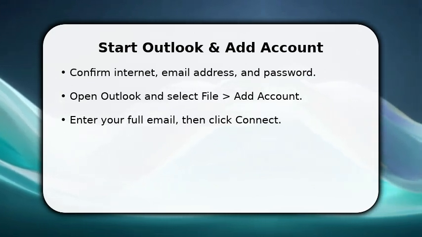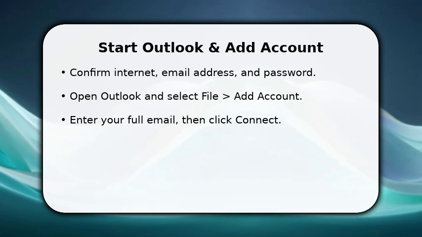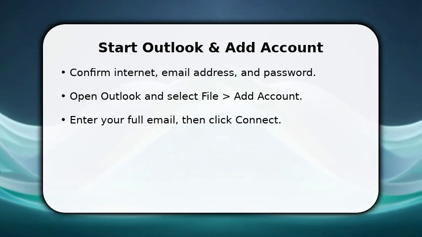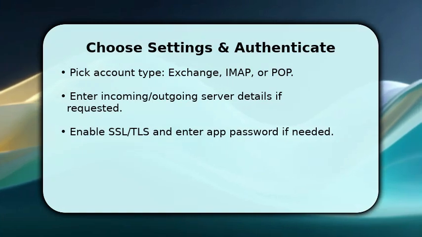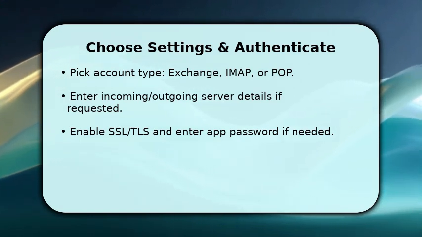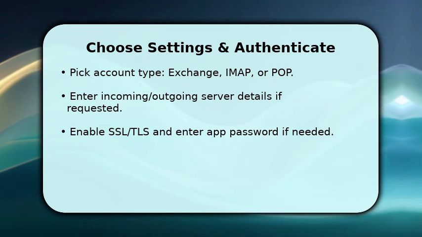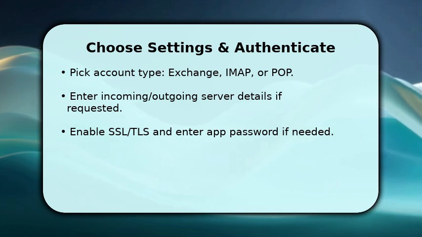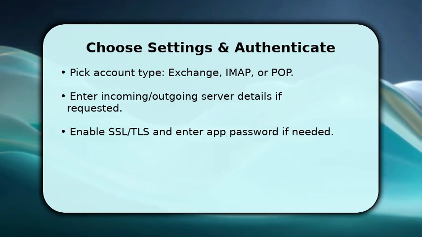If automatic setup stops, you choose the account type: Exchange for work, IMAP for synced mail, POP for device-only copies. Enter incoming and outgoing server names, ports, and encryption. Typical ports: IMAP 993 SSL, SMTP 587 STARTTLS. Next, authenticate with your password or an app-specific password for MFA.